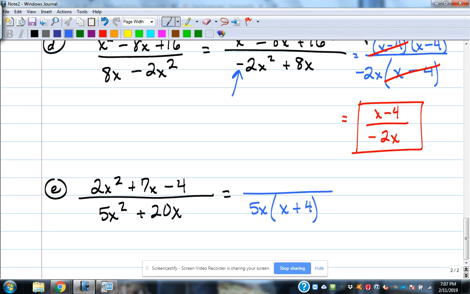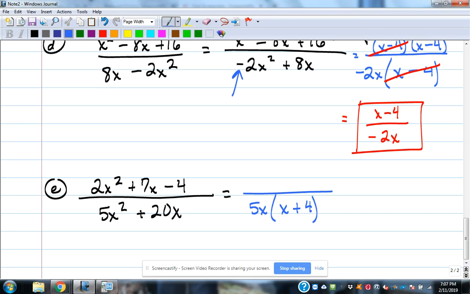If it asks us to find the domain, what do we do with that? It's already factored. Set it equal to 0. To find the domain, you set it equal to 0. So you have 5x equal to 0, x plus 4 equal to 0. So you get x can't be 0, x can't be negative 4. If it asks you to find the domain.